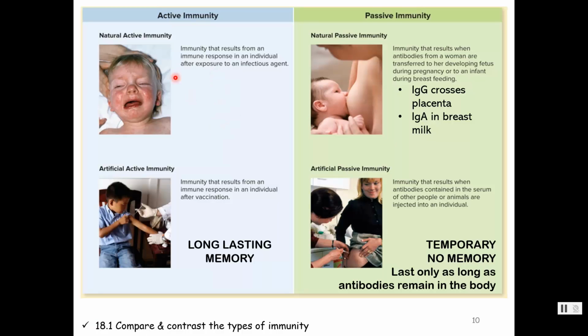So remember, natural active immunity is immunity that results from an immune response in an individual after exposure to infectious agents. You can get it naturally through just the course of getting sick or through vaccination. Either way, with active immunity, it's long lasting, and that person's own body has memory cells. So memory B cells, memory T cells. And so that memory is going to last. That immunity is going to last.